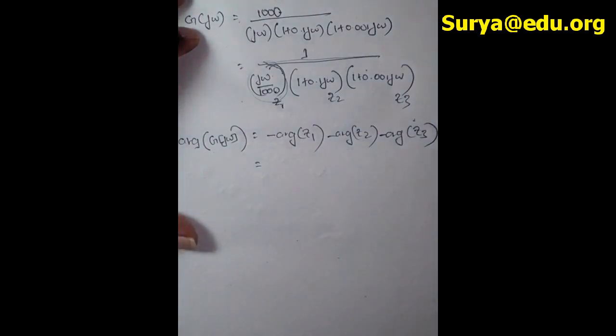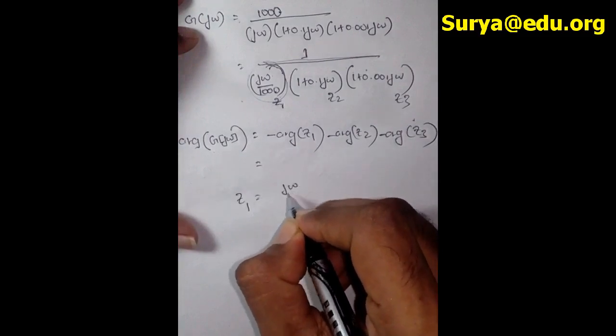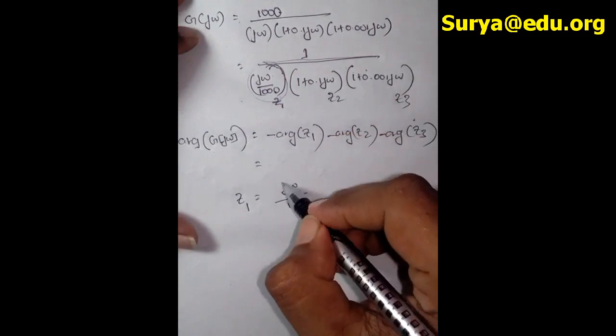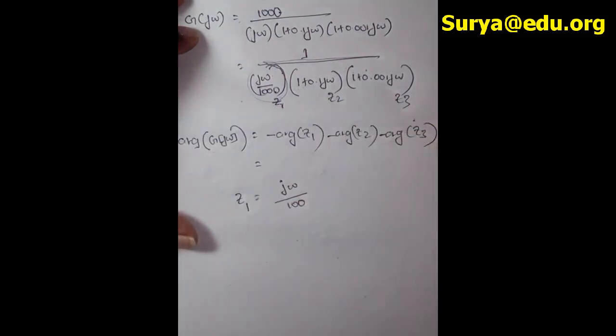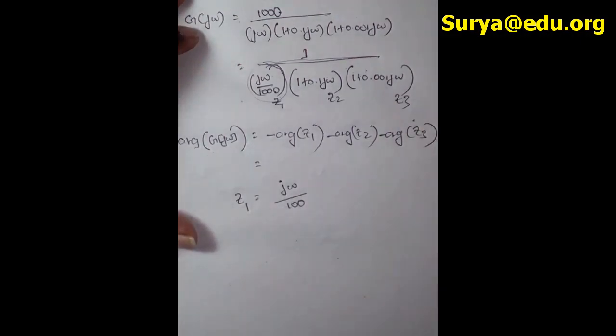Okay, now let's consider separately by part. So Z1 equals j omega divided by 1000, right? So now this is the complex number. This j is the complex number component. So here there is no real part.